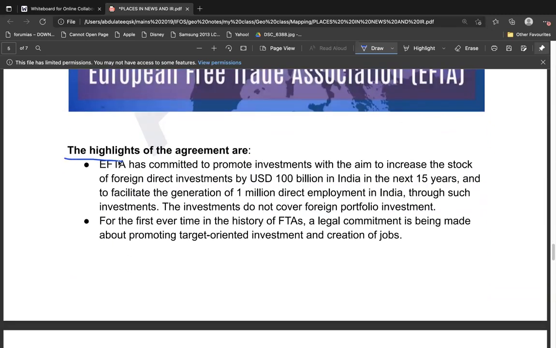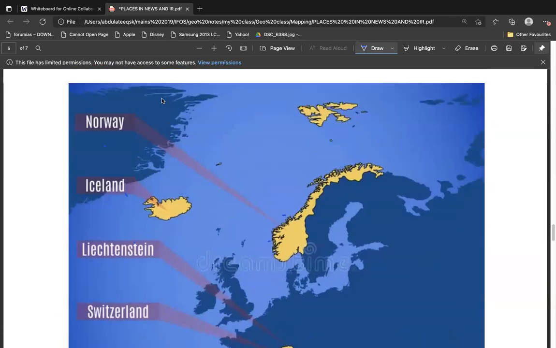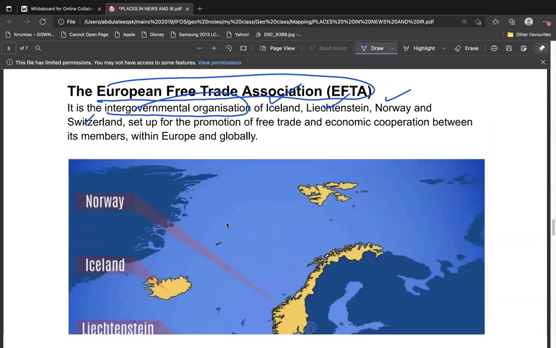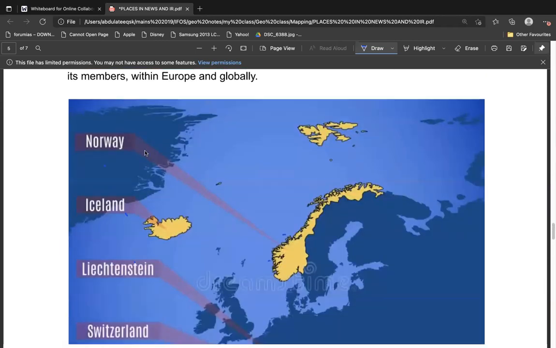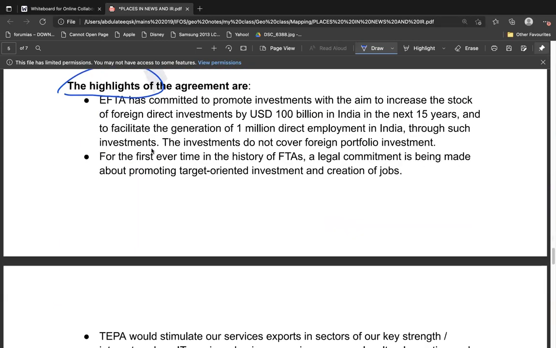Obviously, because India has made a free trade agreement with this group of nations, the European Free Trade Association. With them, we have made an agreement. So that's why we need to know what are the 4 countries that are involved in this. And some of the provisions are also important. This is the first time in this treaty we are taking a kind of commitment from them.